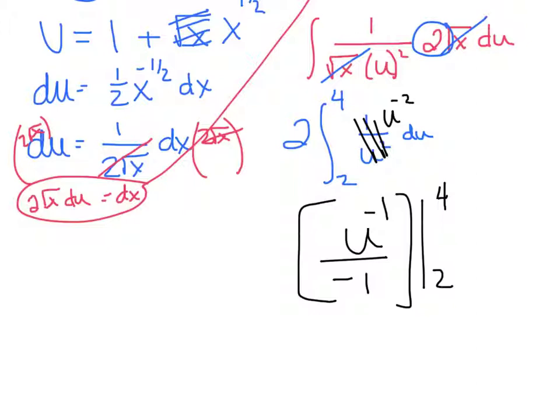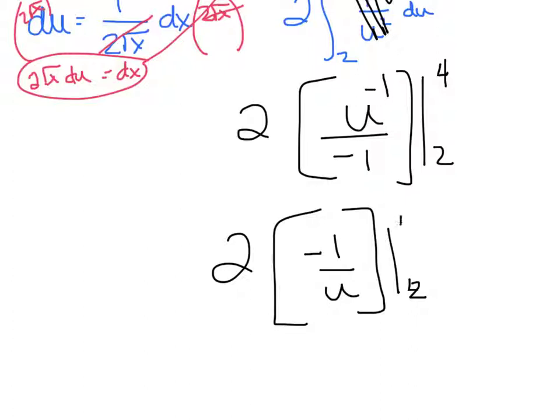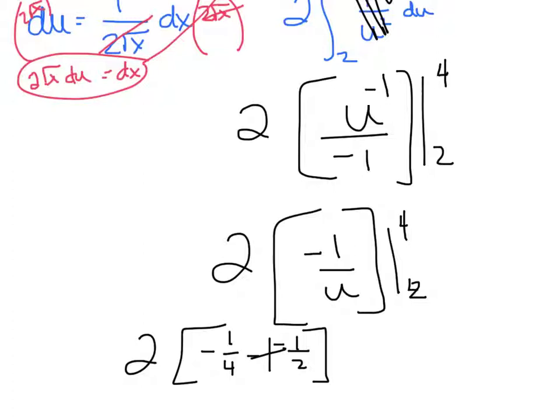And again, don't forget you have that lovely 2 out front. I think you're crazy if you're not cleaning this up first. I'm saying this is 2 times negative 1 over u from 2 to 4. So I get 2 times negative 1 over 4 minus negative 1 over 2. So I know it's going to turn to a plus. And if I want a denominator of 4, I'm going to call that 2/4. So I get 2 times 1/4 plus 2/4 is 1/4 for a total of 2/4 or 1/2.